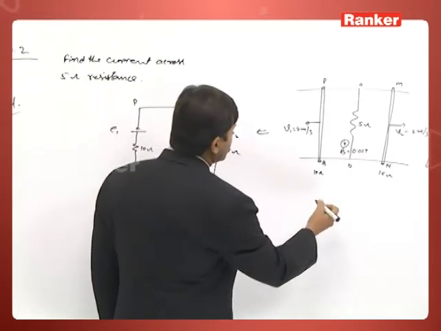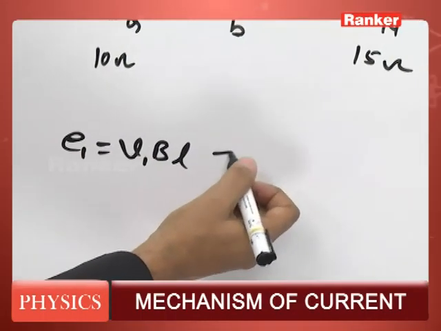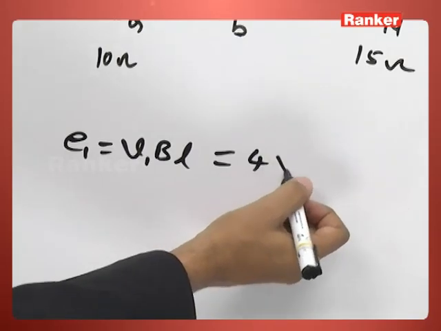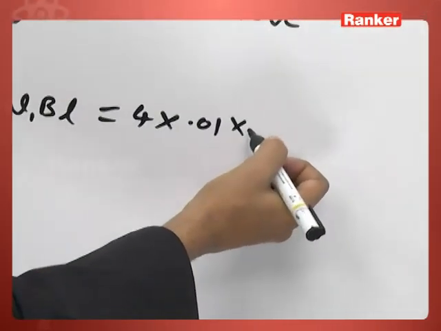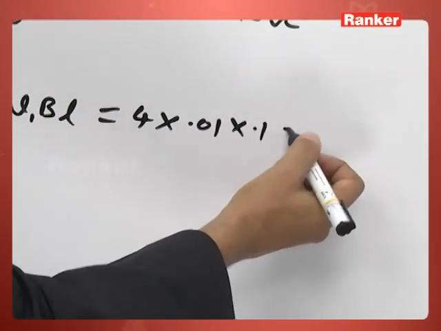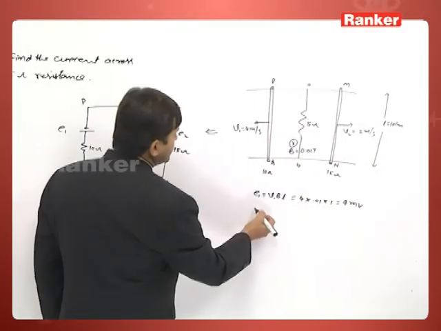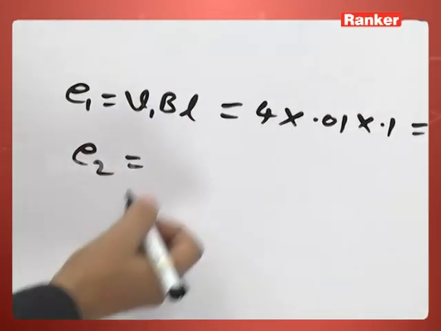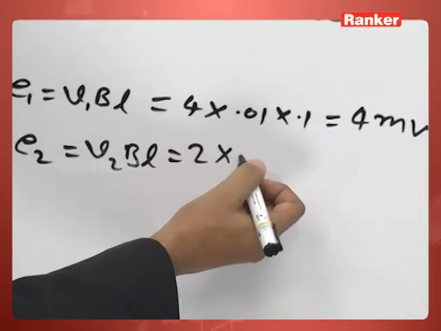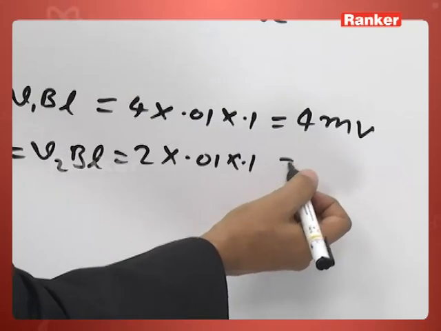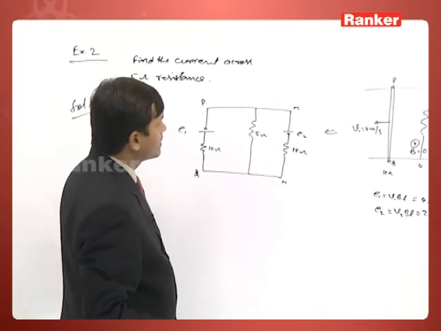Now we will calculate the value of E1. E1 is V1 BL. The V1 value given here is 4, magnetic field B is 0.01, and L is 10 centimeter, meaning 0.1. We can say this is 4 millivolt. Similarly, E2 is V2 BL, where V2 is 2, B is 0.01, L is 0.1. So this is 2 millivolt. Now we will solve the problem like this.